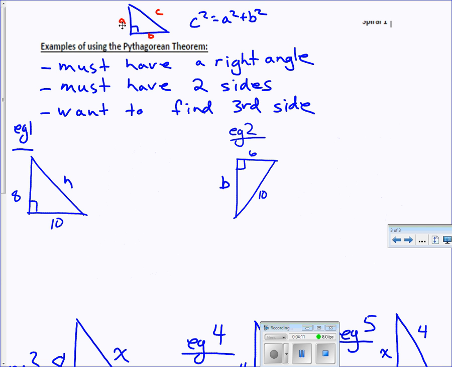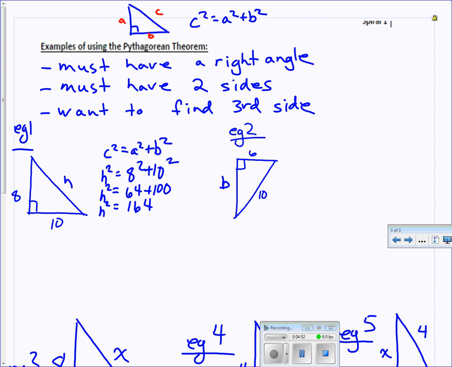Example 1 is 8, 10, and h, where h is the hypotenuse and 8 and 10 are the legs. So we start with our equation, c squared equals a squared plus b squared. C is going to be h, 8 will be a, and b will be 10. Or you could have 10 and 8. It's up to you, your choice. So you have h squared is equal to 8 squared plus 10 squared. Now we simplify the right side, and we end up with 64 plus 100, and we keep going. So h squared is 164, and in order to get h by itself, we have to square root, do the opposite.